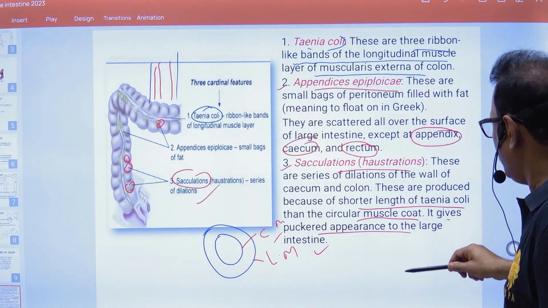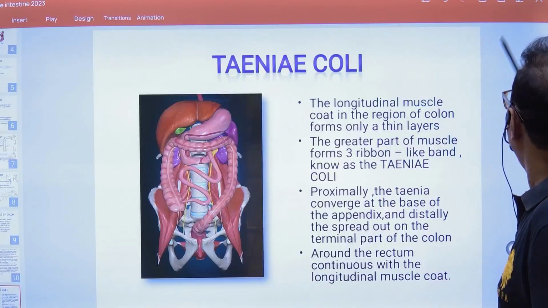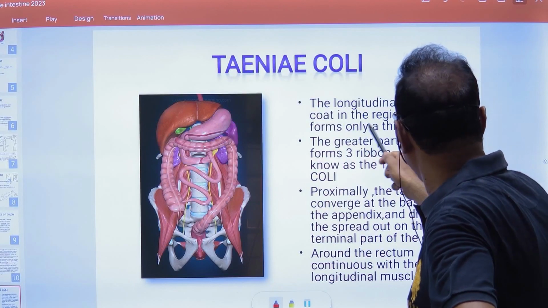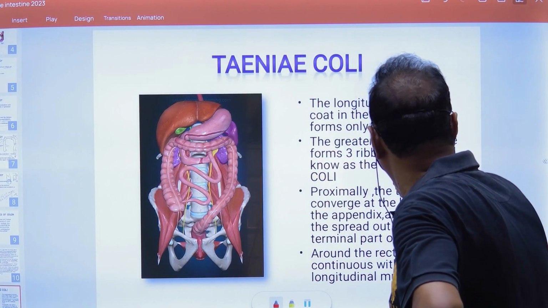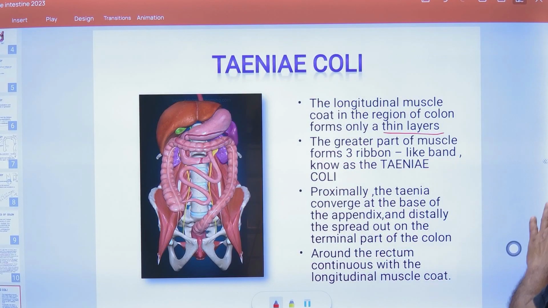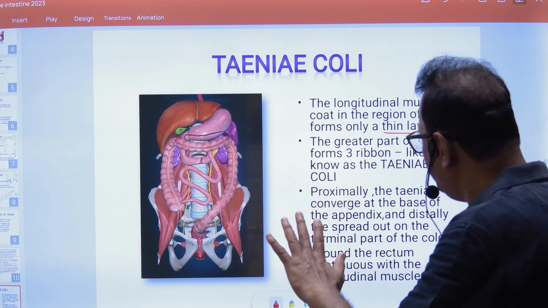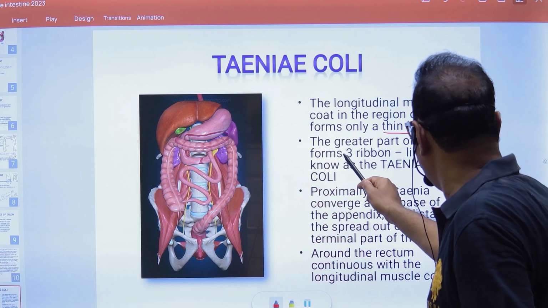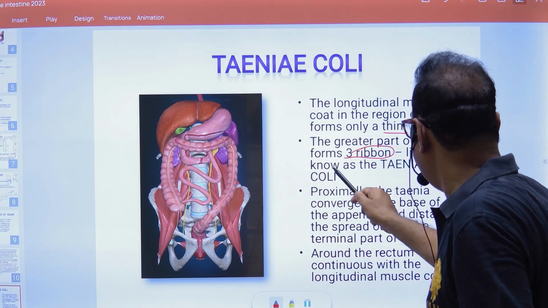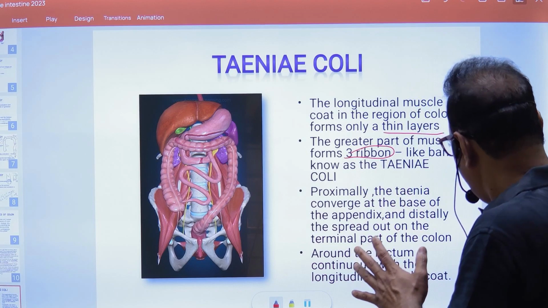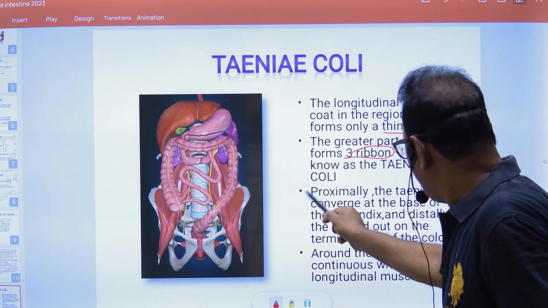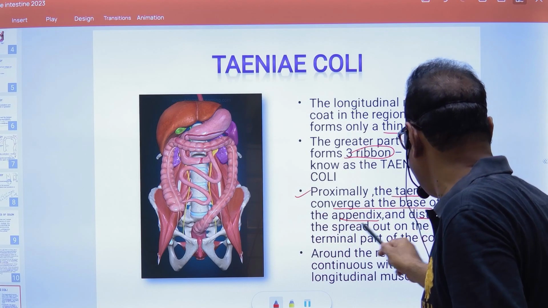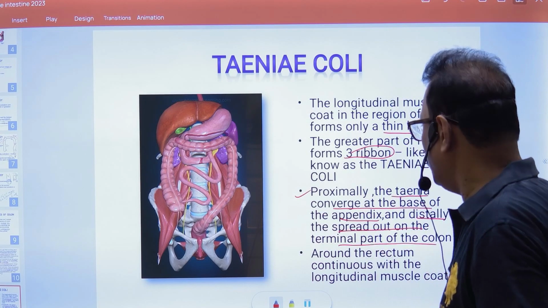The peculiar feature of the large intestine is, now we come to the tinea coli. The longitudinal muscle coat of the region we have already seen, and in the remaining part we will see only a thin layer of the tinea coli. They are three ribbon-like structures, like bands, and they are known as the tinea coli. Proximally, the tinea coli converge at the base of the appendix, and distally they spread out at the terminal part of the colon.